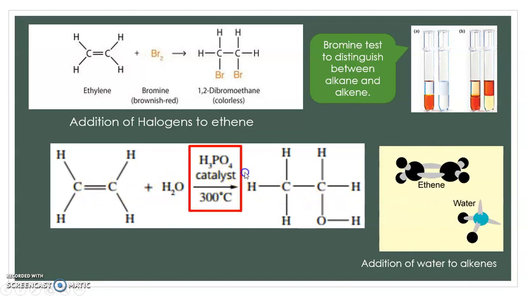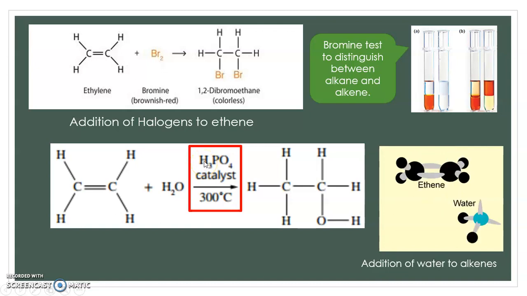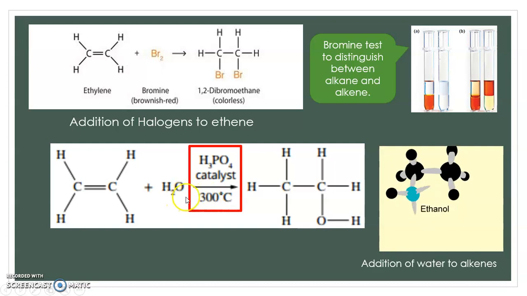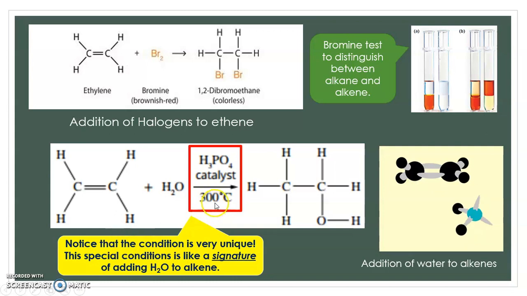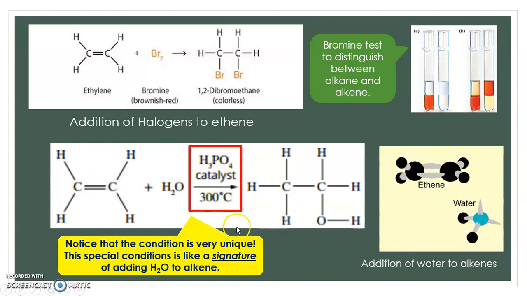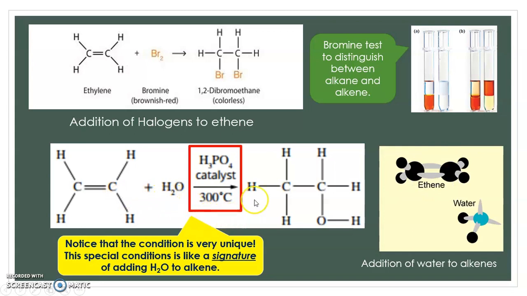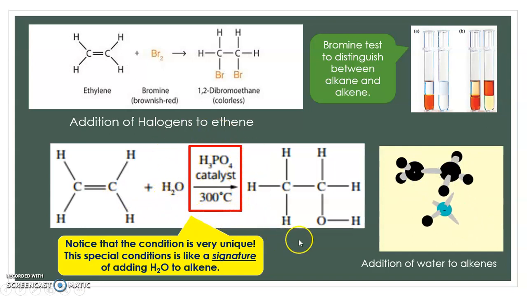You see that this reaction condition is also very unique. It requires a lot of things. It requires an acid catalyst and a very high temperature, which means in this reaction, water will be gaseous. Notice that because of this condition, sometimes in reaction pathways, I could just give you this condition without telling you what actually happens, but you would know that it's an addition of water to an alkene, not just to ethene, to any alkenes using the same reaction condition.